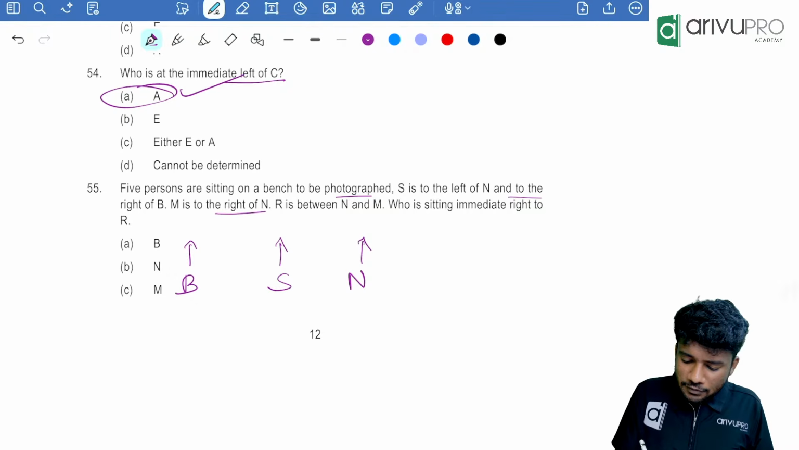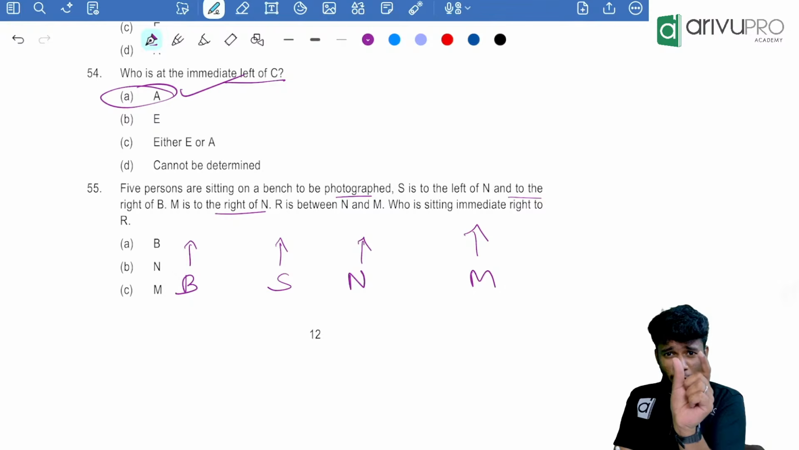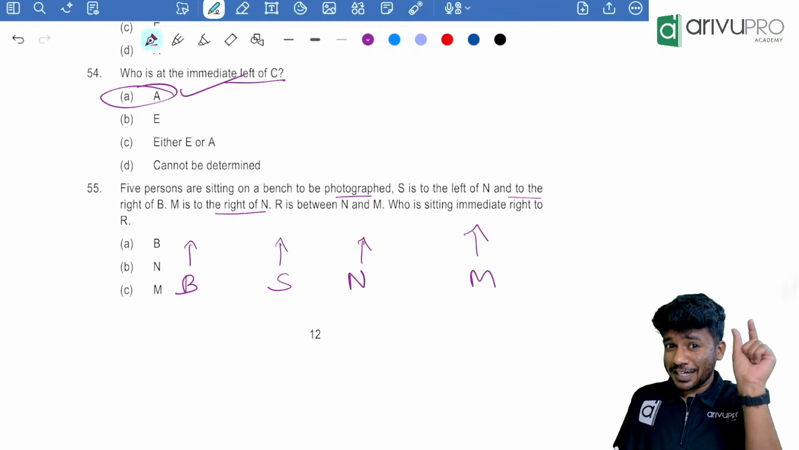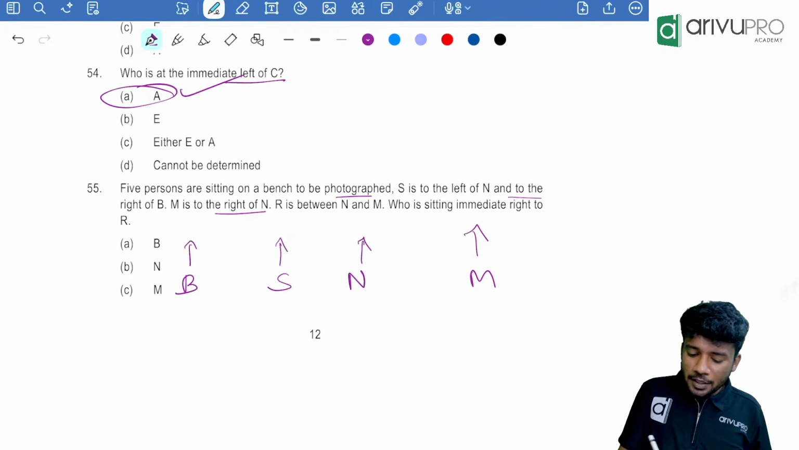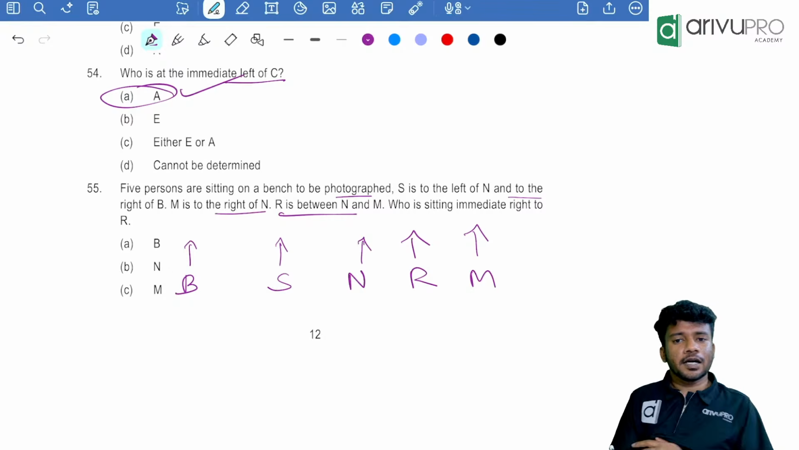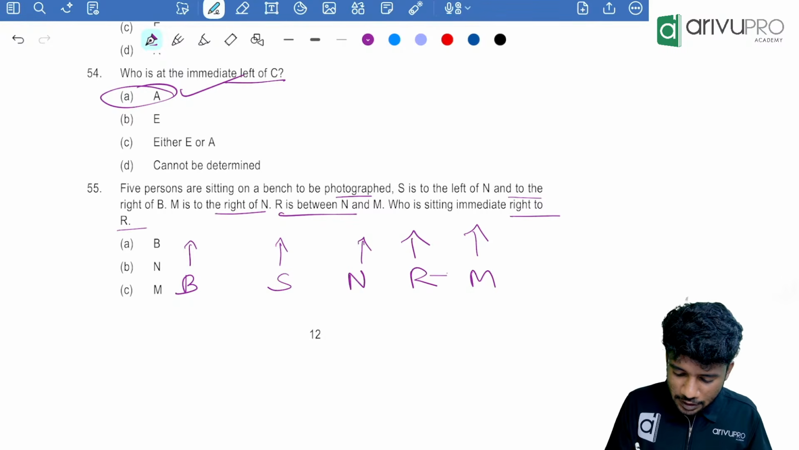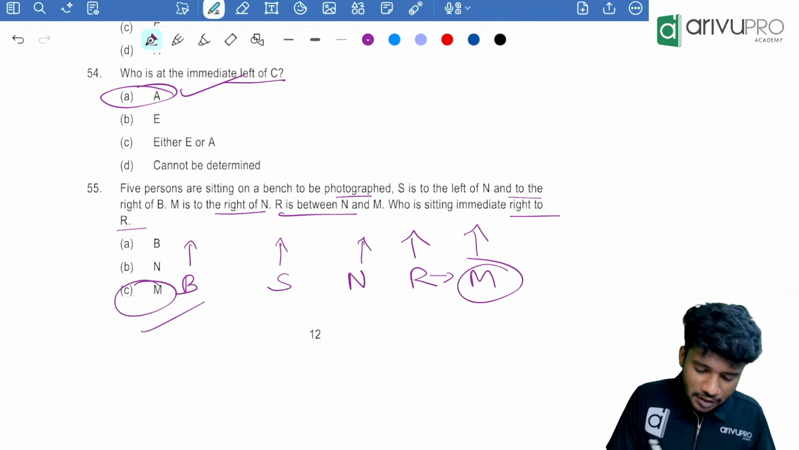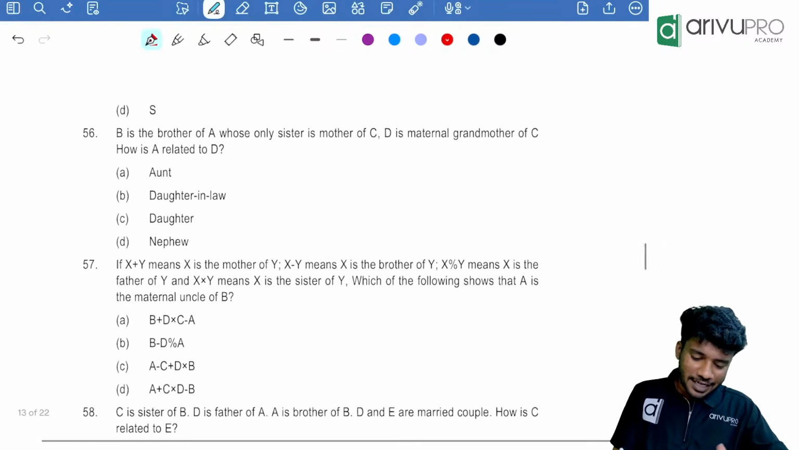M is to the right of N. Why am I keeping the gap? If you watch the classes of that, you will know, because I don't know whether they are immediate right or not. That's why I'm keeping a gap. Then R is between N and M. So R should be between N and M. Done. All the people are there. Who is sitting immediate right to R? M is sitting. So option C is your answer. Direct question. Easy answer. Next one.